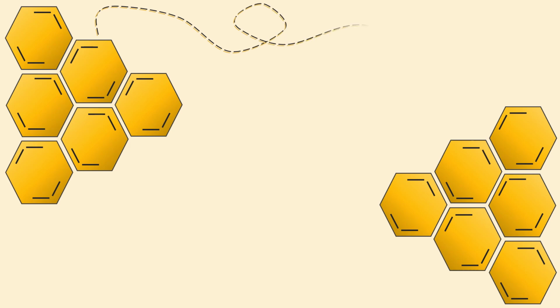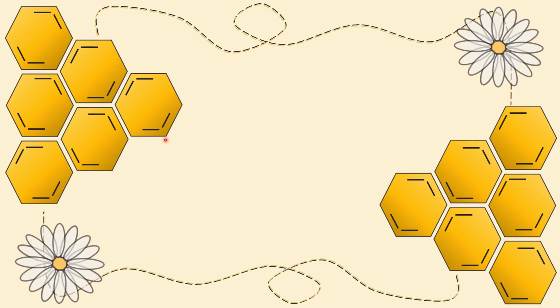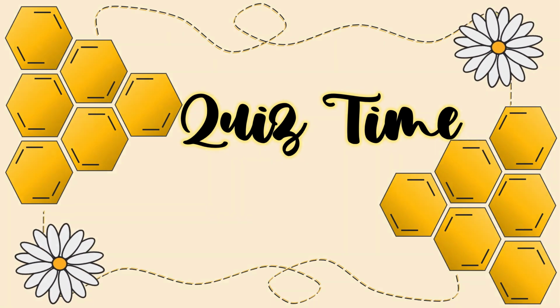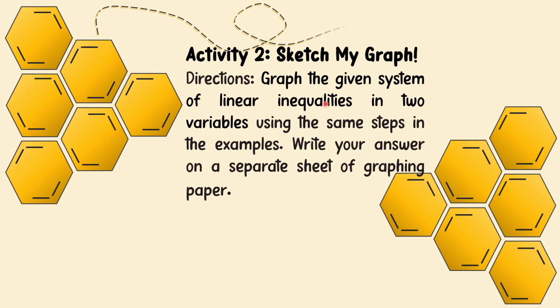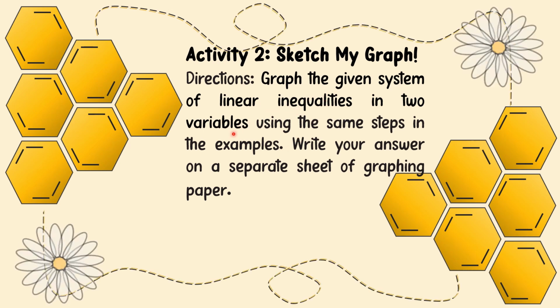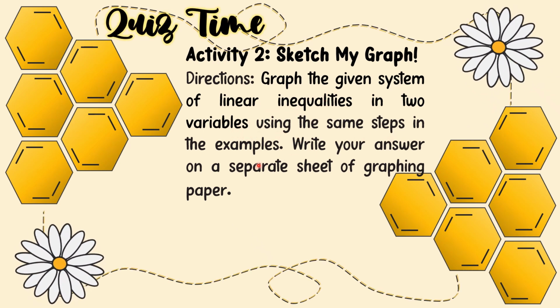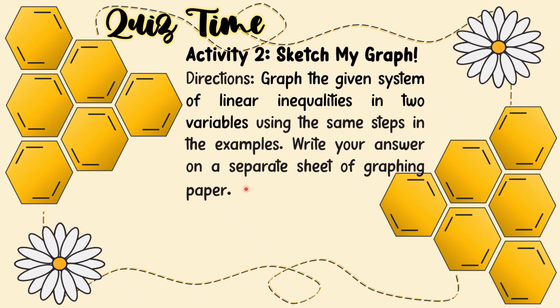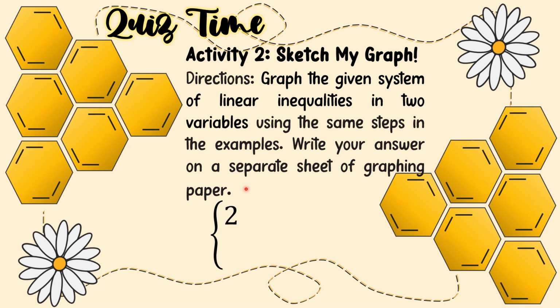Now let us proceed to quiz time. Let us test how you understand or if you have understood the topic. So we have here the directions. Graph the given system of linear inequalities in two variables using the same steps in the example or the activity that we had. Write your answer on a separate sheet of graphing paper. So this is your system of linear inequalities in two variables. We have 2x plus y is greater than 3 and y is less than 5 minus 2x.